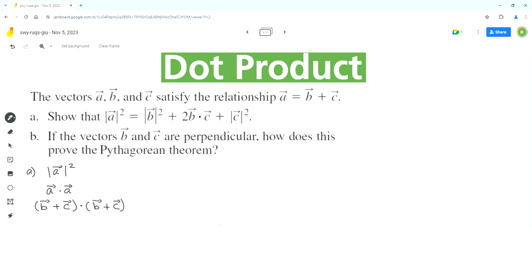Now we can use the distributive property of dot product. So we'll distribute the vector terms. So we first get B dot B, and then we get B dot C, and next we get C dot B, and lastly we get C dot C.